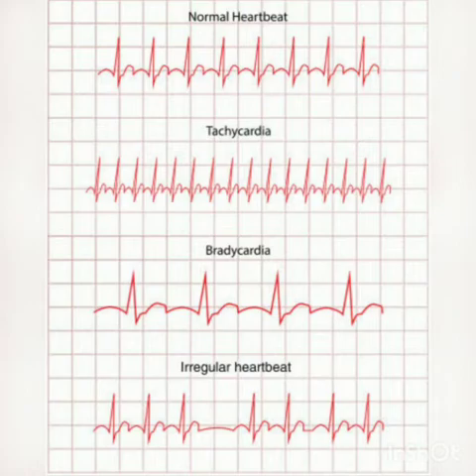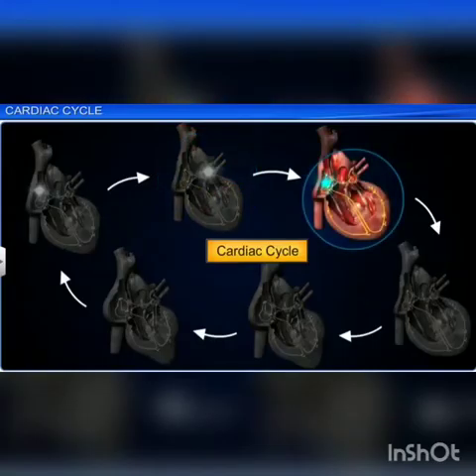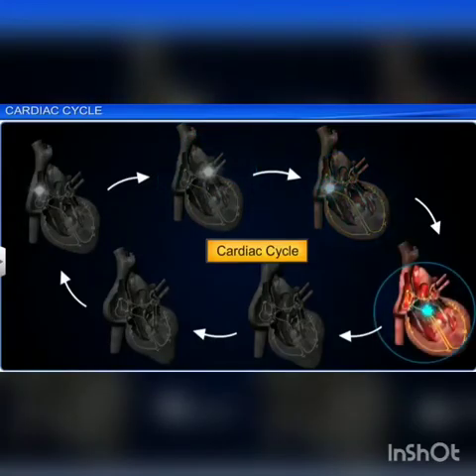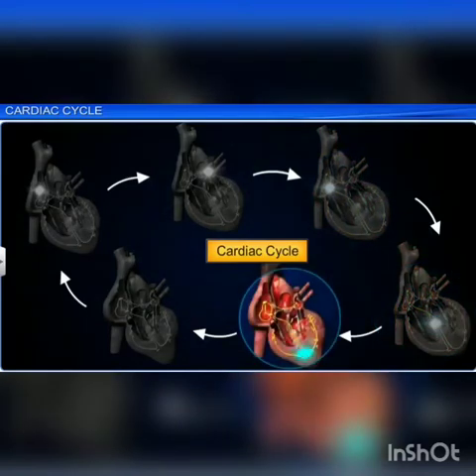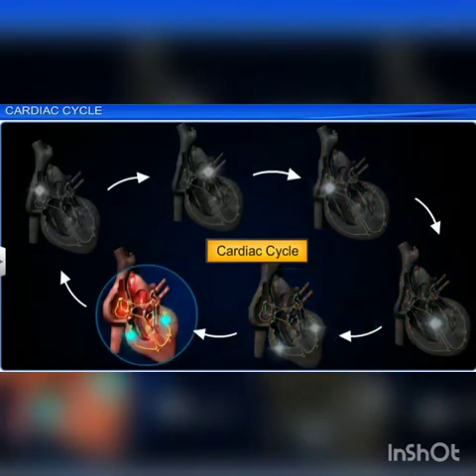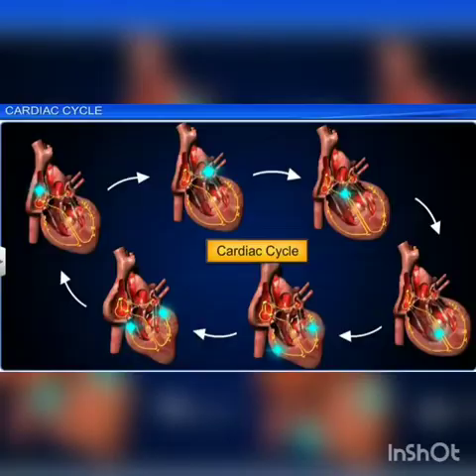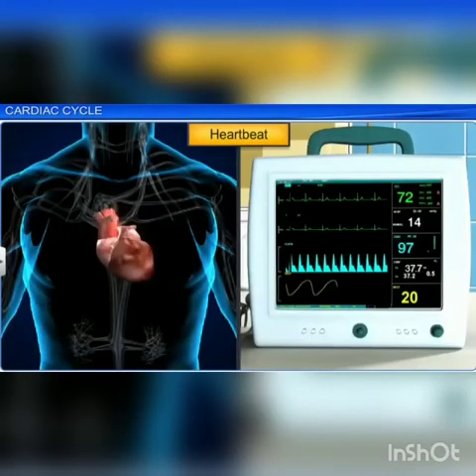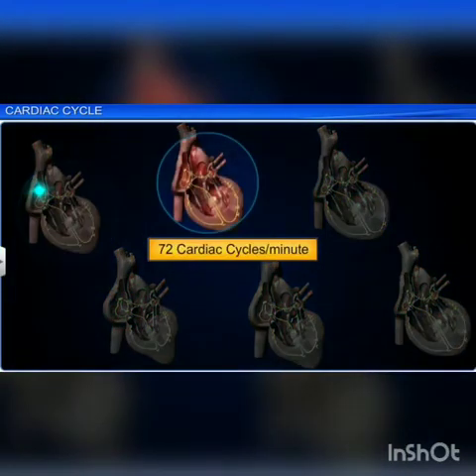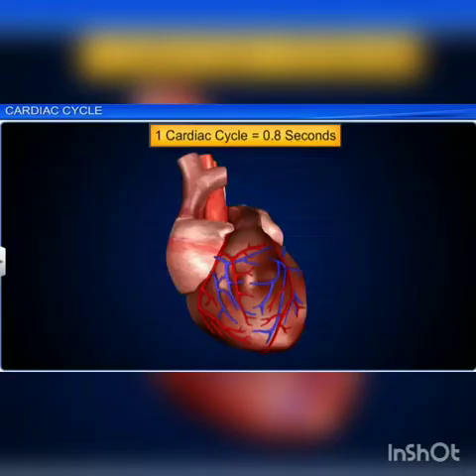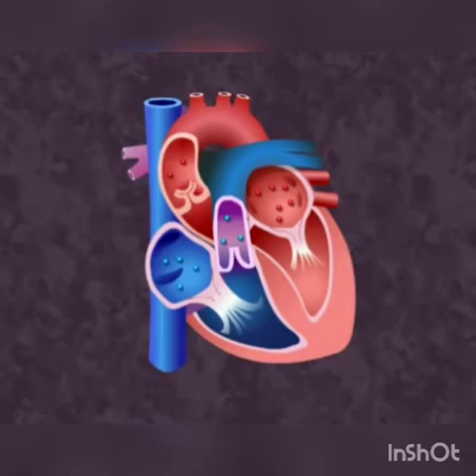Next, we move on to cardiac cycle. The sequence of events that occurs at the beginning of one heartbeat and lasts until the beginning of the next heartbeat is called cardiac cycle. It lasts for 0.8 seconds. So there are a series of events.